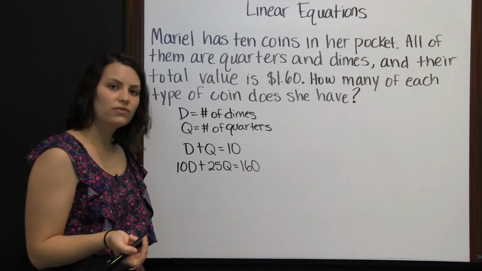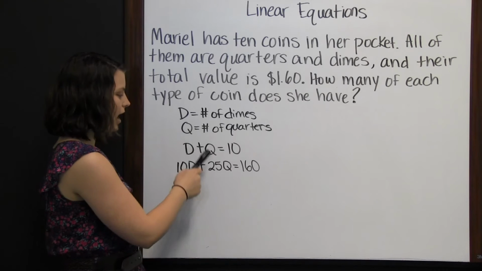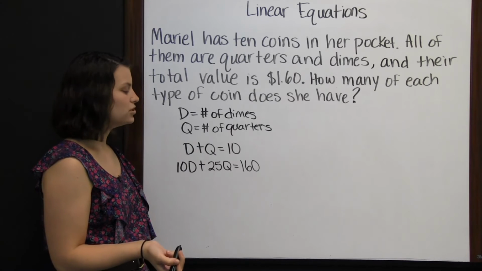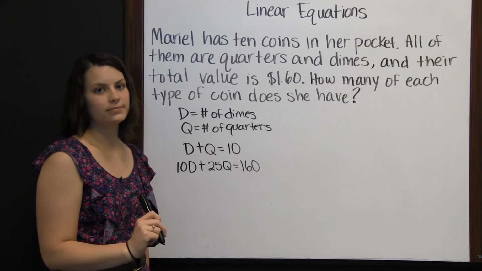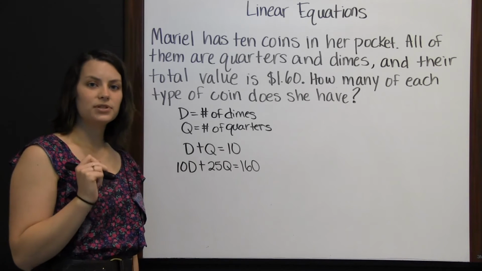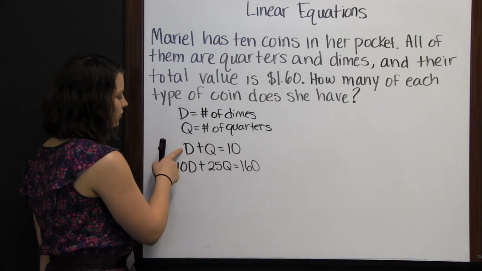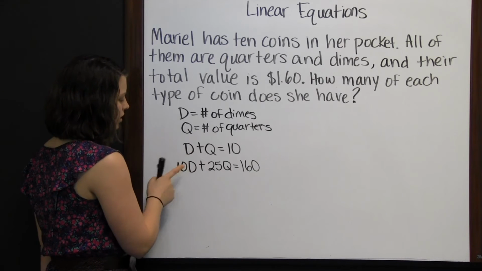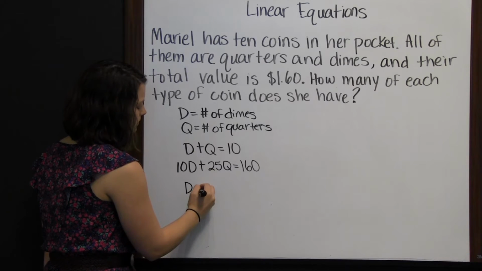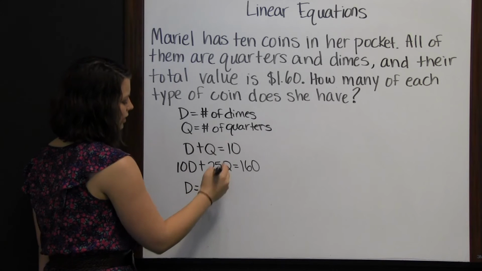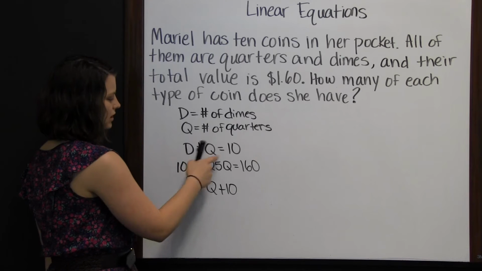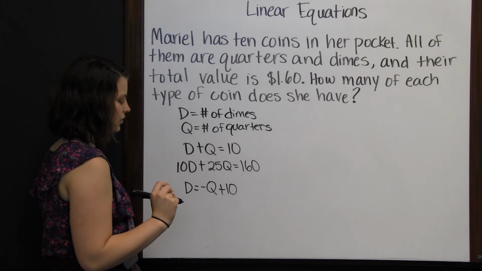Now to solve this system, we've got 3 options. We could graph both of these and see where they intersect. We could use substitution or elimination. And it's your choice. For this particular problem, I'm going to use substitution. So I'm going to solve for D in my first equation so I can substitute it in my second equation. So D is equal to, and I have to subtract Q from both sides, so negative Q plus 10.